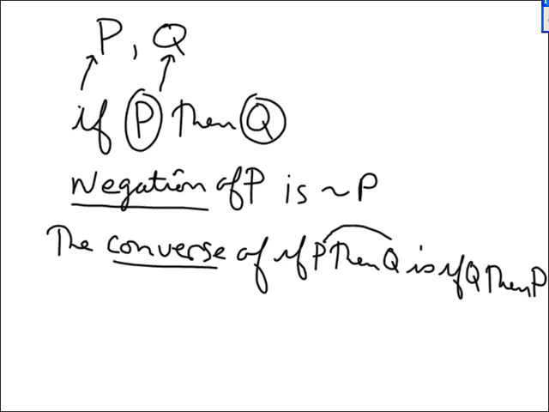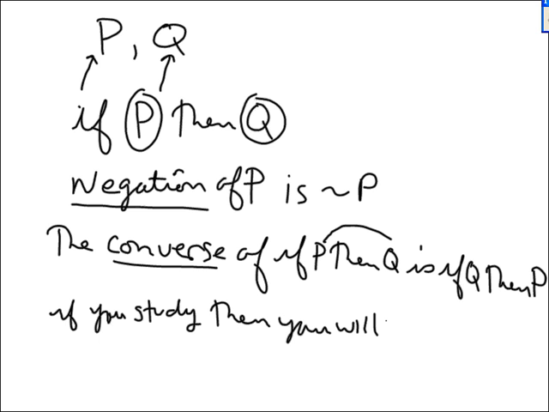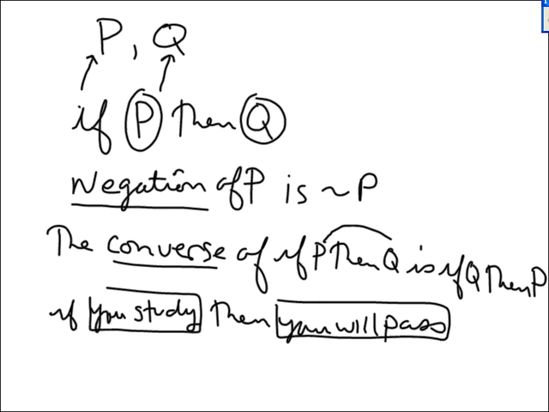If you study, then you'll pass. Then you will pass geometry. Now, if I interchange these two, how do I identify those two? The first part is in between if and then, and what comes after then is the next part. The two parts, the P and the Q, are what I put boxes around. If you study, then you will definitely pass.